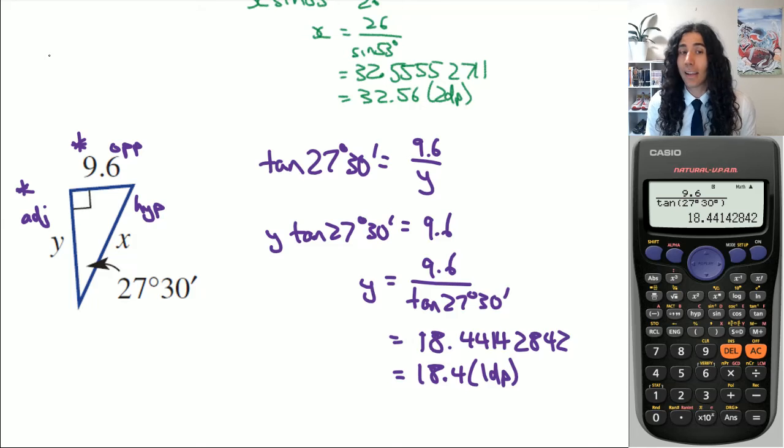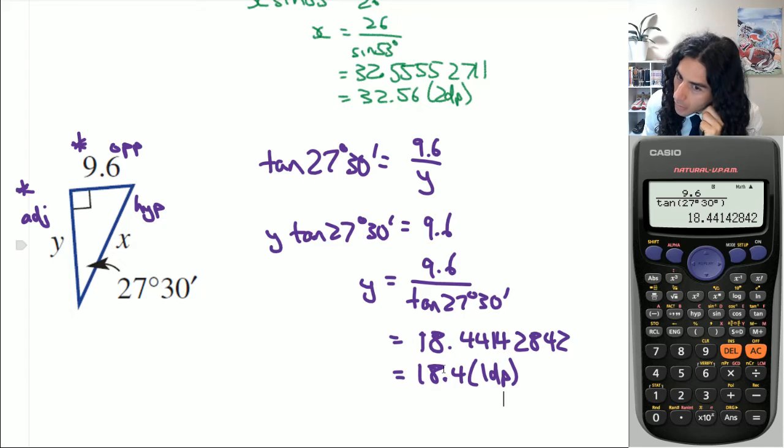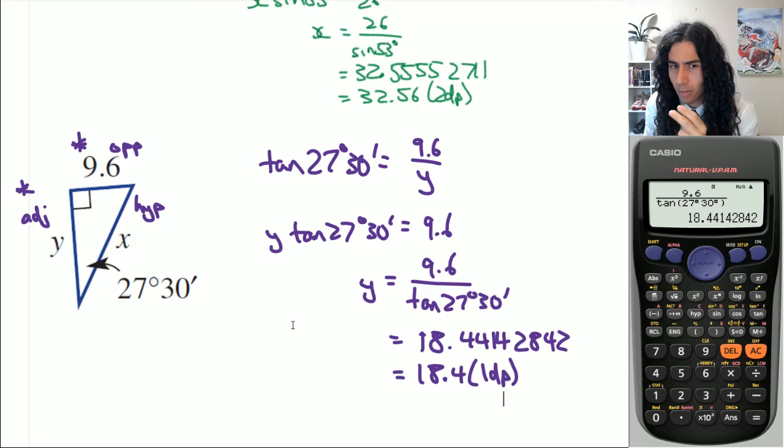Now, to find x, that's adjacent and hypotenuse, so you could use cos. So you do cos of 27 degrees 30 equals 18.4 over x, and go from there. I would not recommend doing that, because we've already rounded this to 18.4, and so your answer for x is going to be a little bit off. If you're going to find x, what you should do is still use the number you've got, the 9.6.